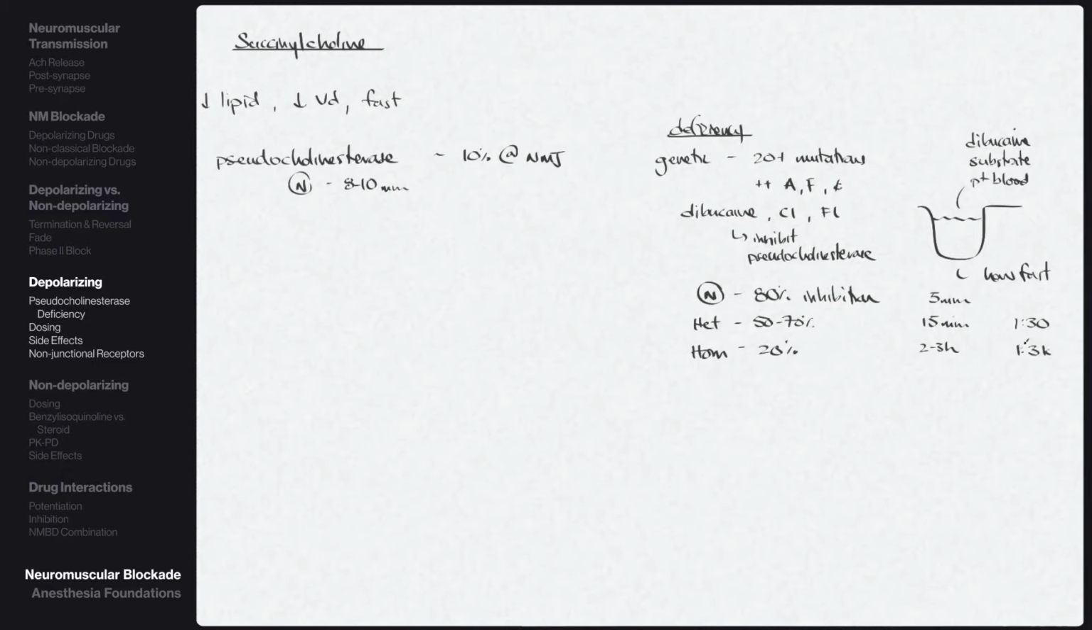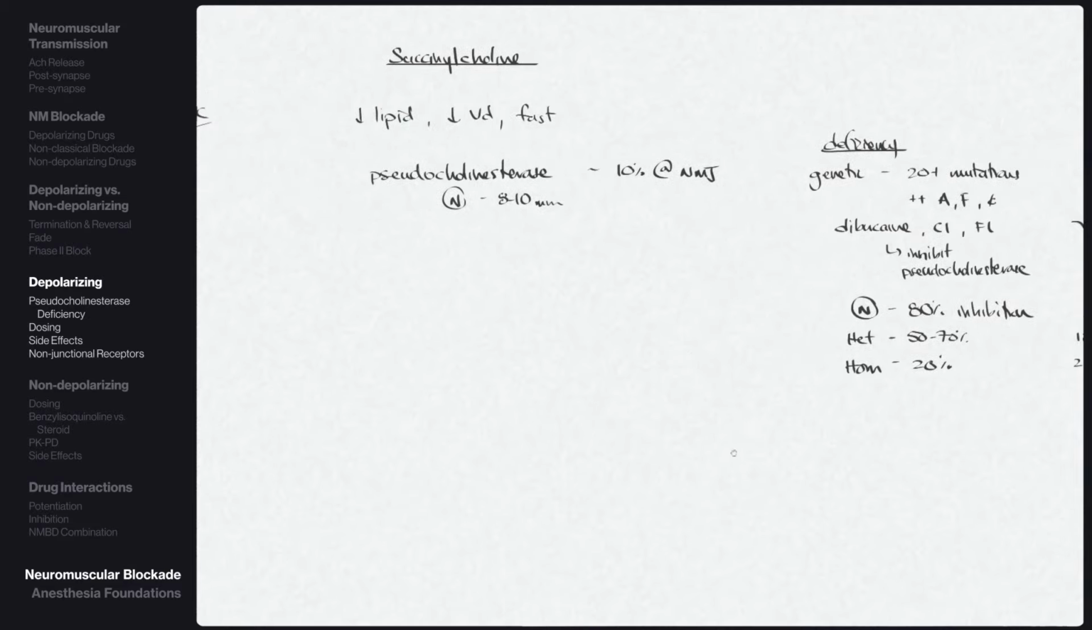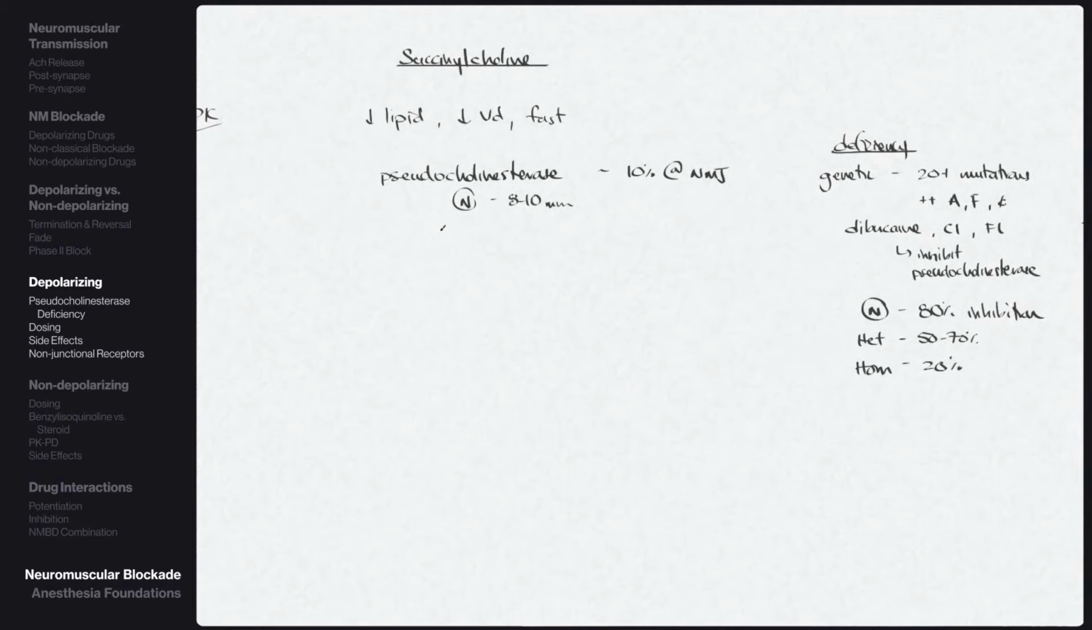Now, separately, we can talk about acquired forms, and so we'll say acquired pseudocholinesterase deficiencies. There are a few drugs that can potentially do this, and probably one of the most famous ones is acetylcholinesterase inhibitors. What we've noticed is that they can potentially reduce our activity by about 50%, and this can be seen even at 30 minutes after your dose of acetylcholinesterase inhibitors.